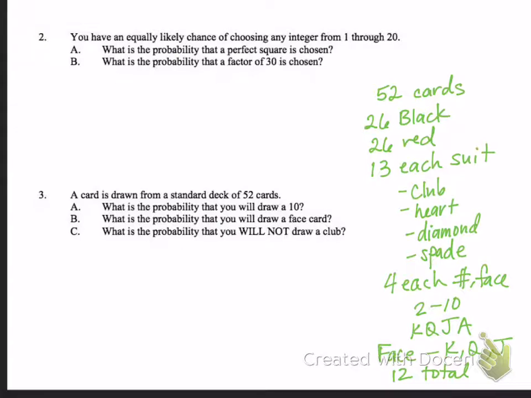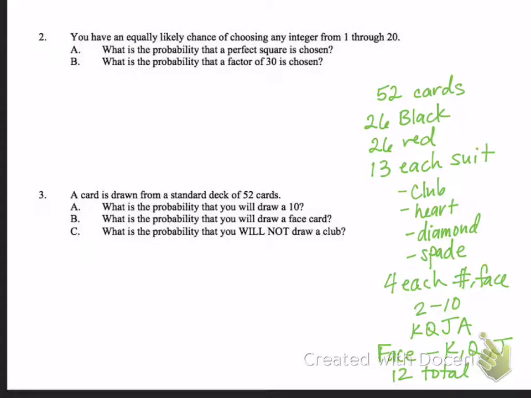Okay, here are some card facts if you want to write them down. Might be expected to know these. So you have 52 cards total. Then you split them into the colors, black and red, 26 of each of those. Then you can split them into suits. So there are 4 suits total. There would be 13 of each. Club, heart, diamond, and spade. And then there are 4 of each type. So if I said what's the probability of drawing a 4, then you would have 4 out of 52. So 1 for each suit.